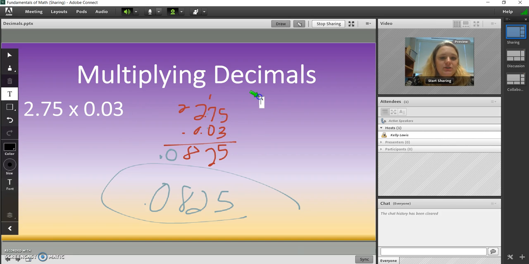Okay, so with multiplication, count how many numbers are to the right of the decimal and make your final answer have that. Right, so there was 1, 2, 3, 4. So then we need 1, 2, 3, 4.